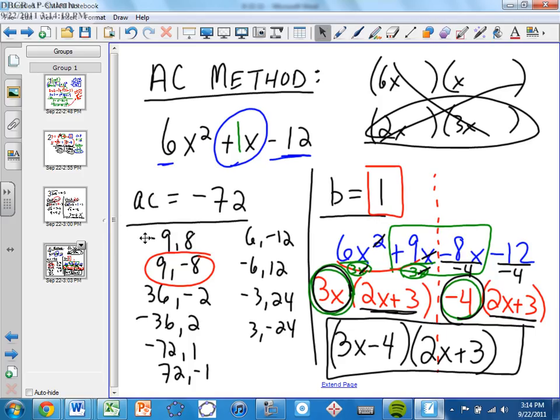Again, your final answer has got to go back into the beginning. So if you want to check your answer, what do you do? You just FOIL it out. That's it. FOIL out the final answer, and then you're good. Let's do another one together.